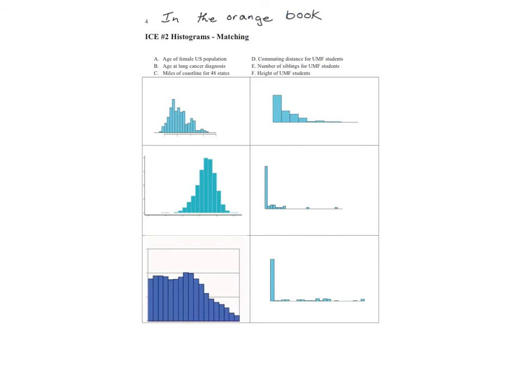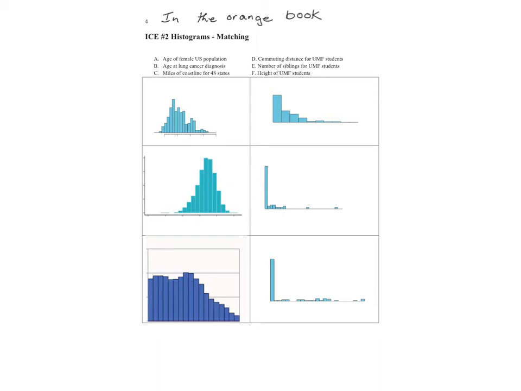So at this point, you should turn to page 4 in the Orange book. And for those who don't have your books yet, I'll include a copy of this page in Brightspace. Probably the most important thing we can do with histograms is to look at the shape of the distribution. So on this page, we have 6 distributions and 6 histograms.